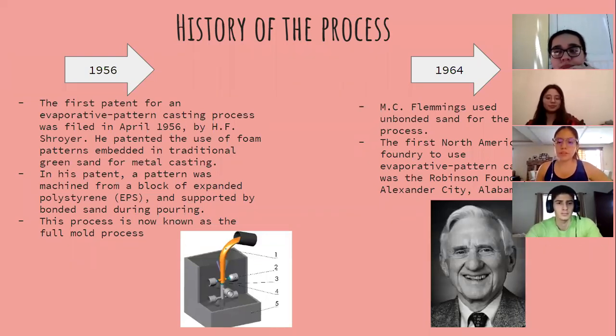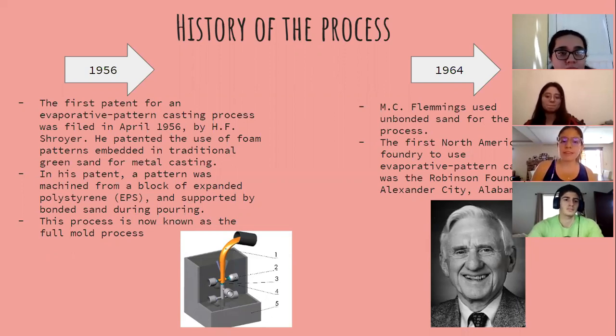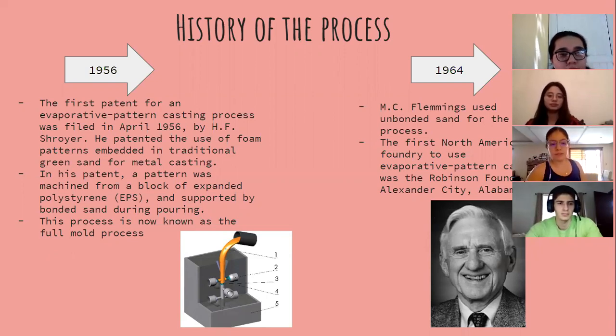In the history of the process, first, in 1956, the first patent for an evaporative pattern casting was filed in April by H.F. Shroyer. He patented the use of foam patterns embedded in traditional green sand for metal casting. In his patent, a pattern was machined from a block of expanded polystyrene and supported by bonded sand during pouring. This process is now known as the full mold process.